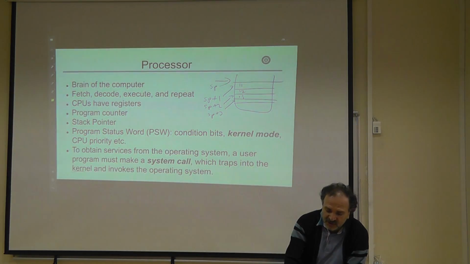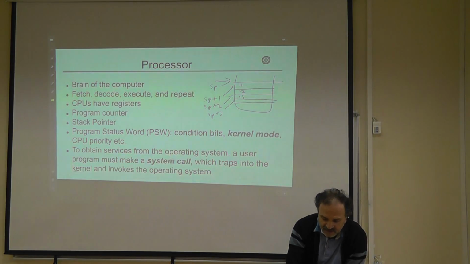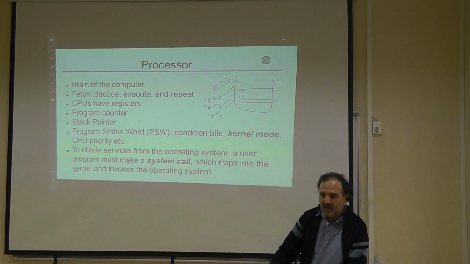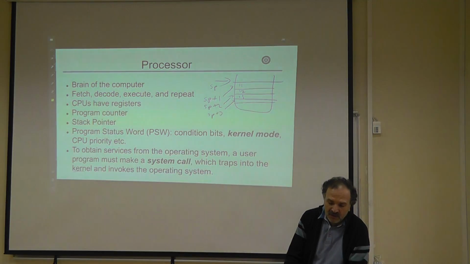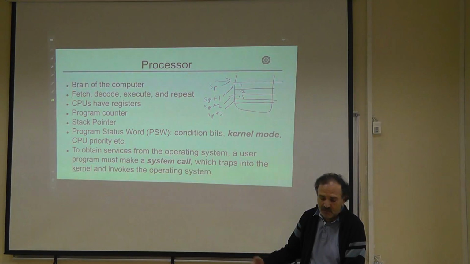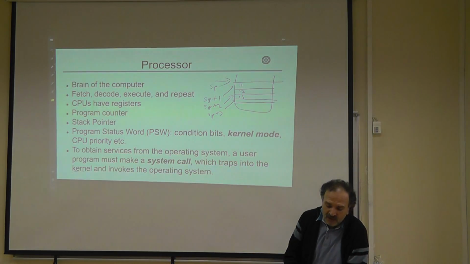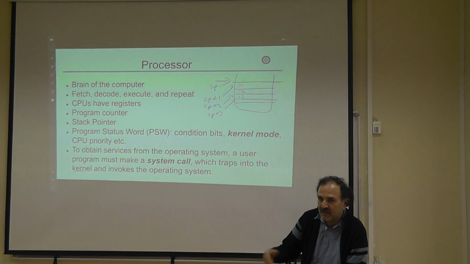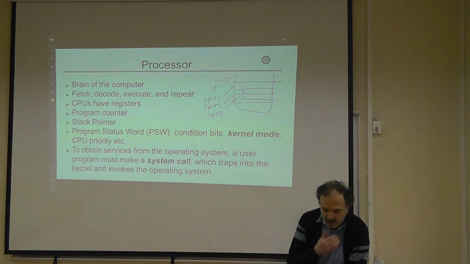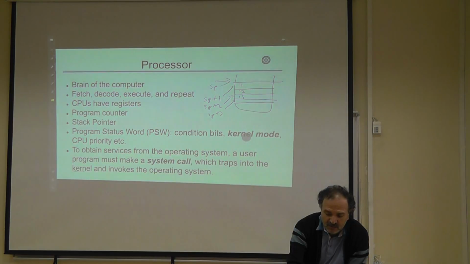It traps into the kernel and invokes the operating system, which is a very crucial part of the whole operating system idea. You make a system call, you trap into kernel mode, and you do everything you want. When the system call is done, you come back, and now you are in user mode. When you ask something of the operating system, your process is blocked. The operating system runs. When it comes back, your process can continue in user mode. And the kernel mode, user mode flag is inside the PSW.